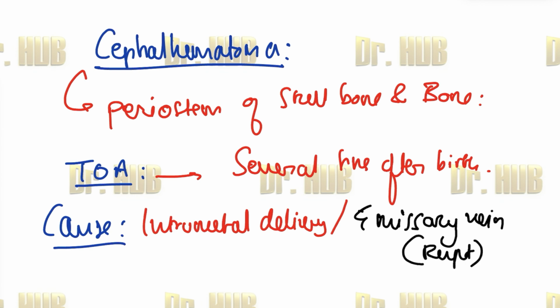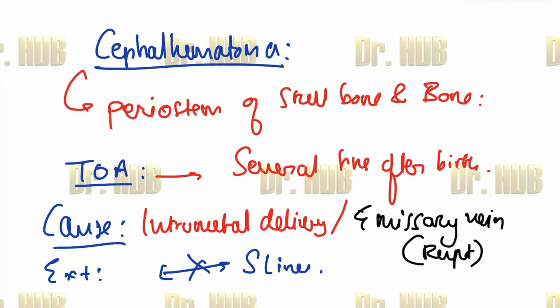Now, what is the extent? In case of the extent, it is confined to the individual bones, so cephalohematoma does not cross the suture lines.